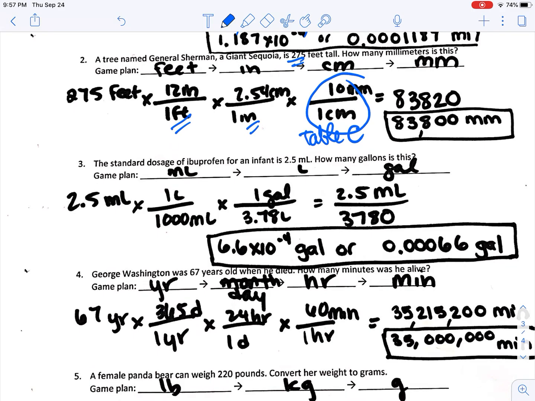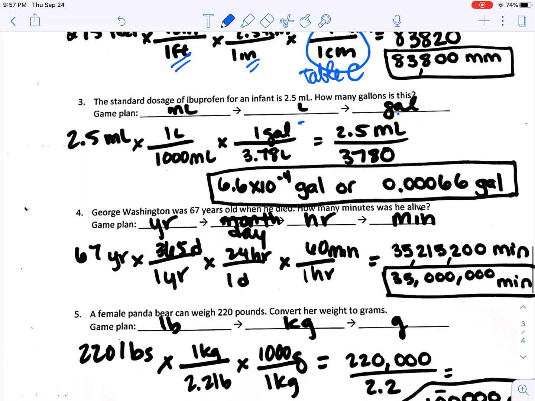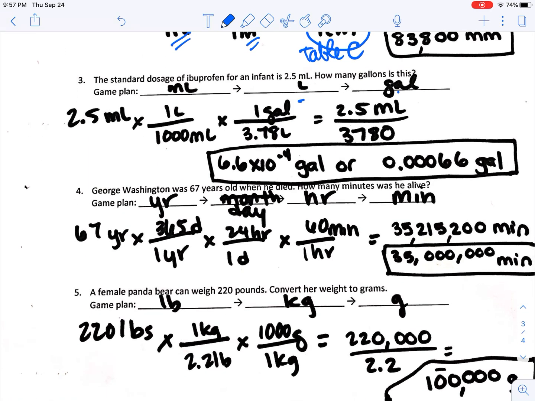Milliliters to gallons. So you need to go from milliliters to liters, and then from the metric to the imperial unit here. 2 sig figs in our final answer. 67 to minutes. So it's going to be years. So years to days to hours to minutes. If you want to go 0.25, you're going to get a little bit different, but it might all come out in the wash when we round to 2 sig figs.